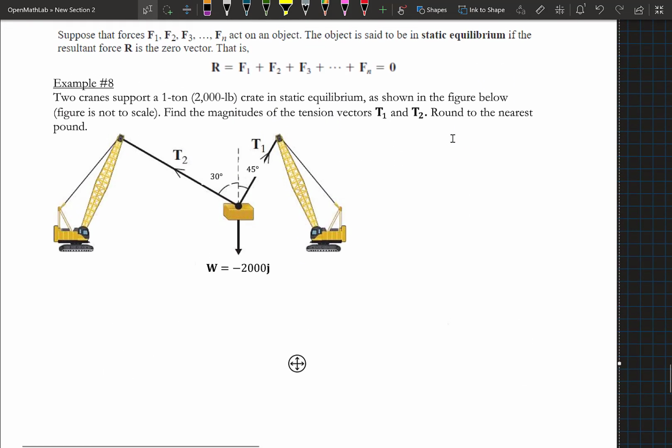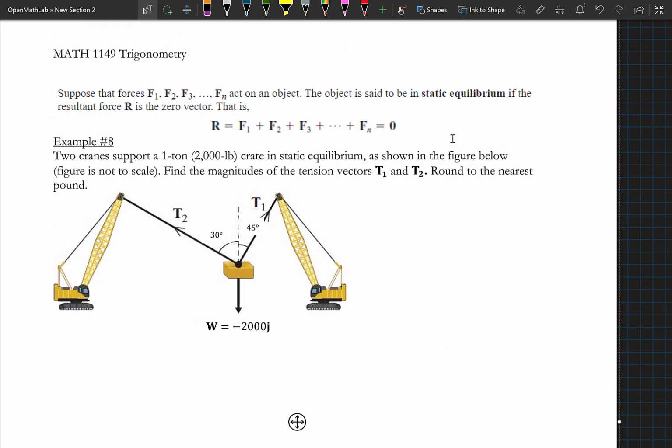All right. So the last example here is using an application with what we call static equilibrium. We're told here, suppose that forces F1, F2, F3, all the way up to Fn act on some object. The object is said to be in static equilibrium if the resultant vector force is the zero vector, right? The zero vector is a boldface 0, and this just has the vector components 0, 0. In other words, it is 0 times vector i plus 0 times vector j. Right, so this is what we call the zero vector.